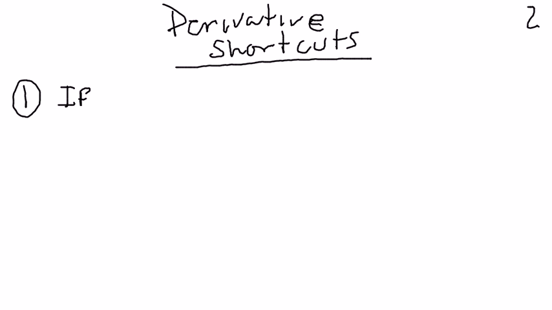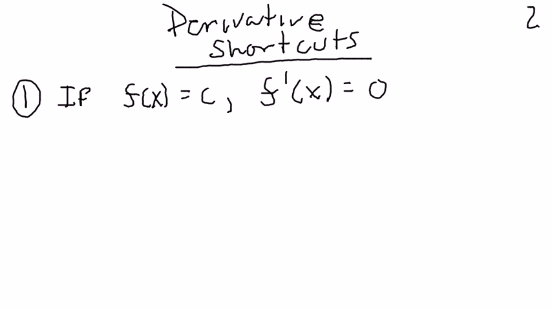So if you have a function like f of x equals some constant c, remember that if it equals a constant, that means it's going to be a horizontal line. What's the slope of a horizontal line? f prime of x equals 0, because the slope of a horizontal line is 0. So if you have a constant like the derivative of 100, that's just 0.